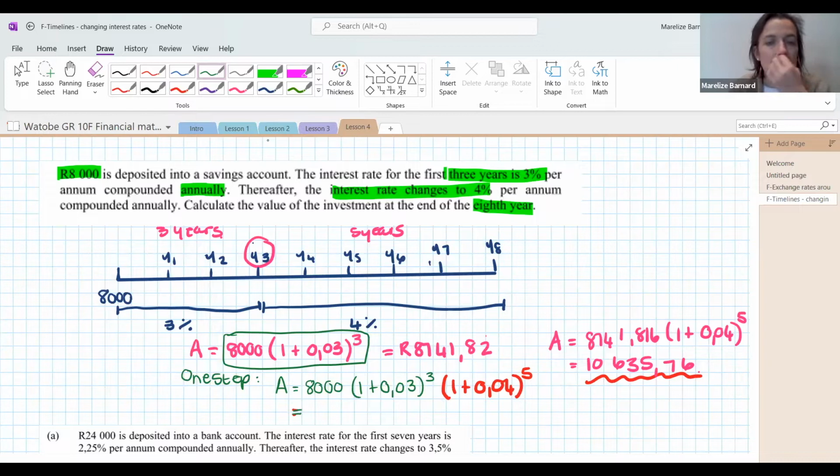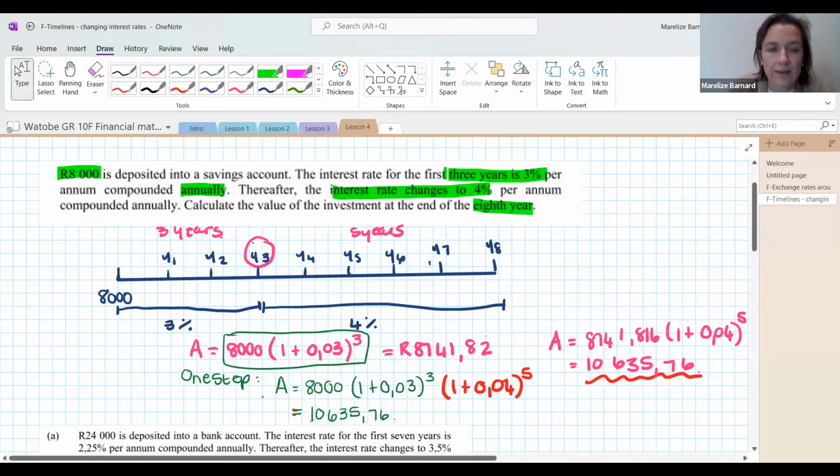Okay, so work that out on your calculator, see if you get the same answer, the 10,635.76. Well, Wendy says yes. 10,635. Nice. Okay, so yes, that's the same. So we can do it this way to save some time. Okay. If you want to do it the other way, that's fine. But this way is definitely quicker.